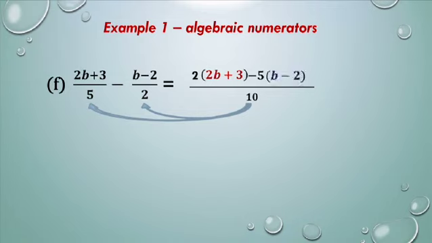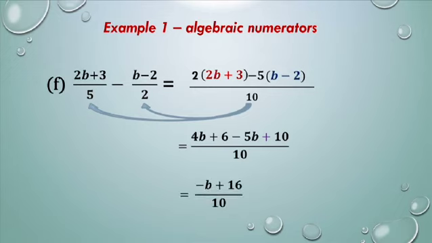Now expanding the brackets will give me 2 times 2b, 4b, 2 times plus 3, plus 6. Now minus 5 times b, minus 5b. So here be careful, minus 5 times minus 2 gives us plus 10. Over the LCM, which was 10, so over 10. Now adding the like terms, I'll have 4b minus 5b and 6 plus 10, which gives me minus b plus 16 over 10.